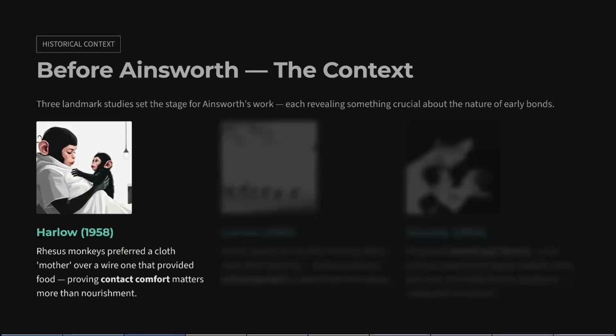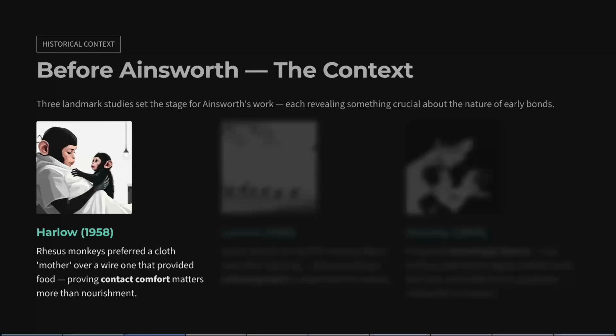The infant monkeys spent most of their time clinging to the cloth mother. They ran to her when frightened. They used her as a secure base for exploration. They only visited the wire mother briefly to feed, and then returned to the cloth mother.